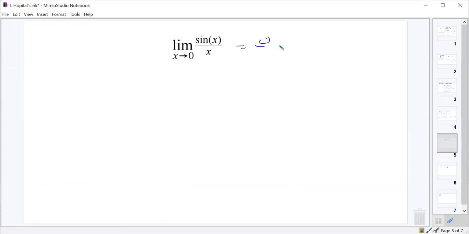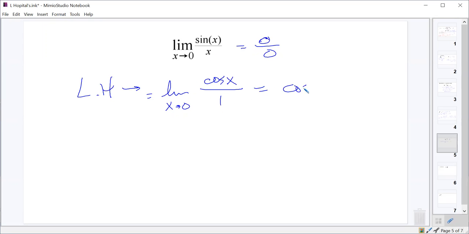We know it's 0 over 0. L'Hopital's rule makes this much, much easier. Using L'Hopital's rule, derivative of sine is cosine, derivative of x is 1. This just becomes cosine of 0. Cosine of 0 is 1. Takes a little bit less time than doing it the other way, doesn't it? Just a bit less.